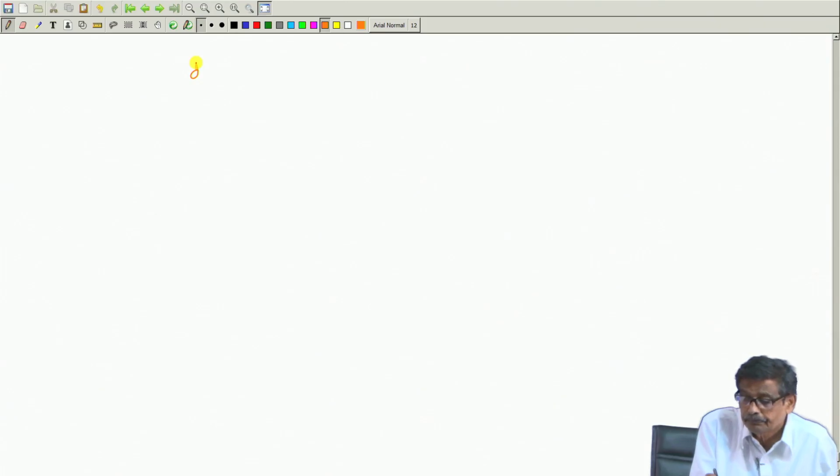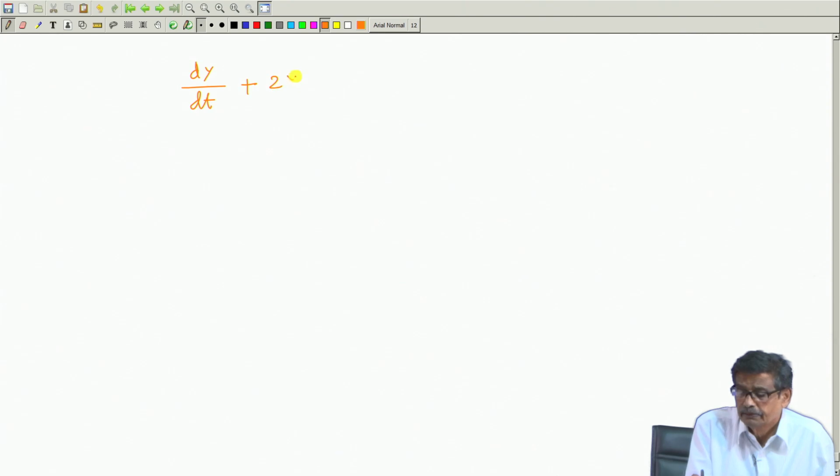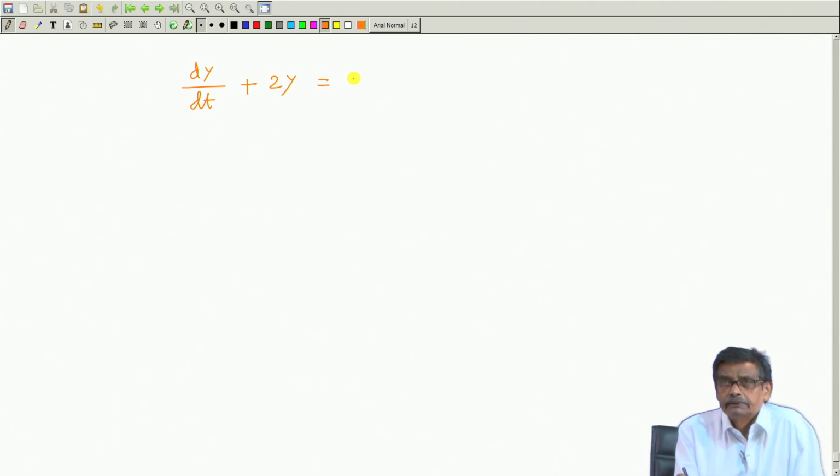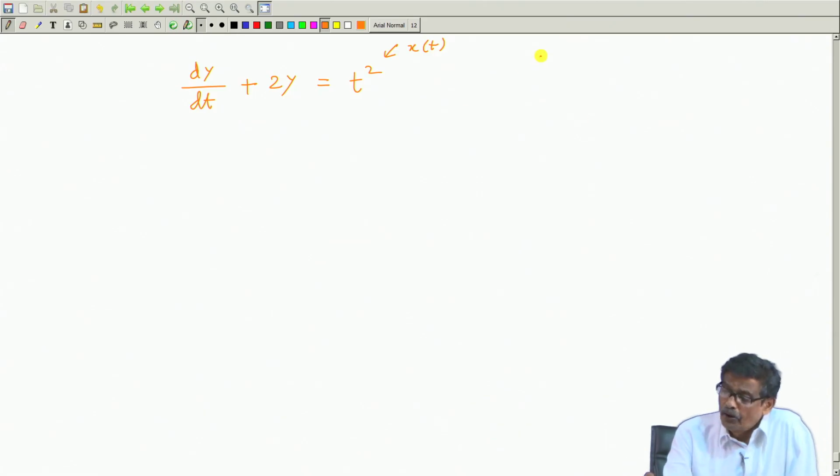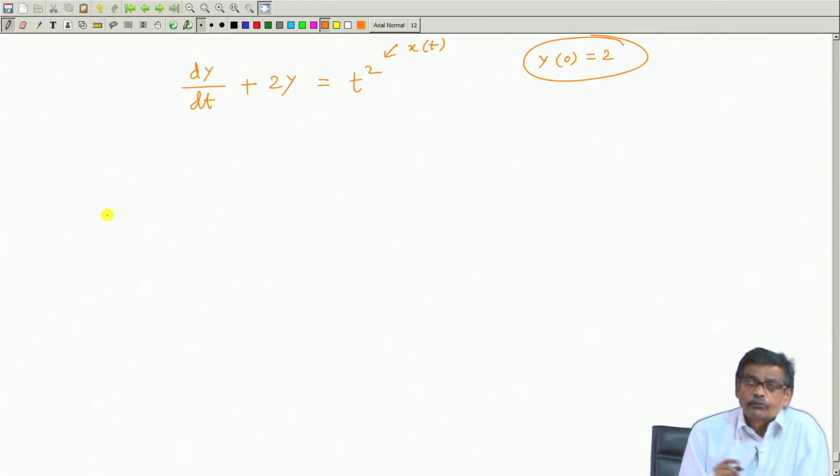For example, you have a differential equation dy/dt plus 2y is equal to t square. This is my x(t). I have to solve this differential equation, and the boundary condition is given: y(0) is equal to, suppose, 2. Solve for y(t). That is what I have been told. Now, I will write it down in one stroke. I am not going to use any integration like that.